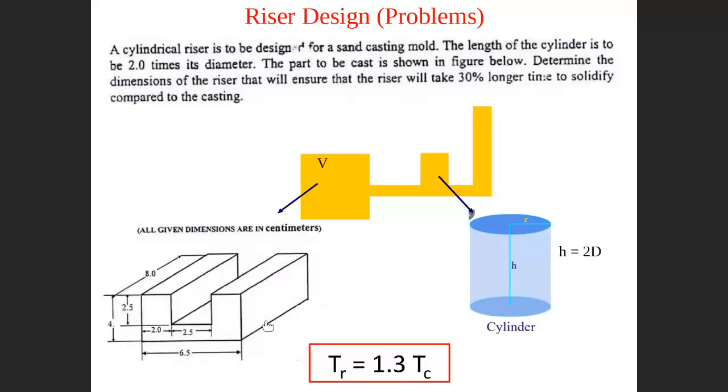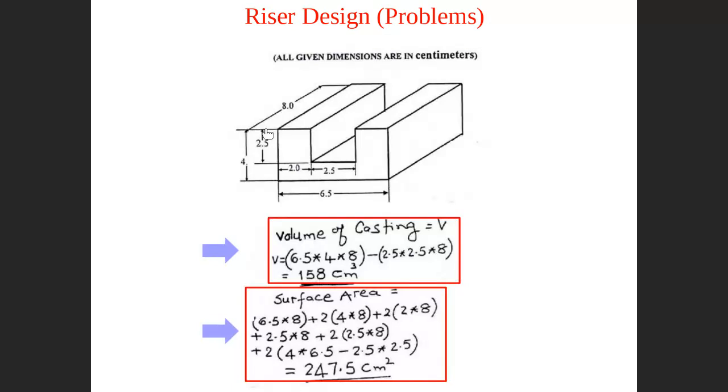We know the dimension of the cast. So we usually start with what we know. Because we know the dimension of the cast, we will start with the cast. So this is the dimension of the cast. Can you see that? We need to calculate the volume of the cast and the surface area of the cast.